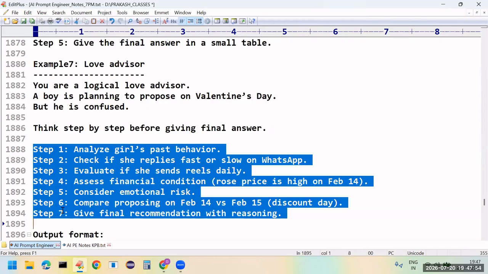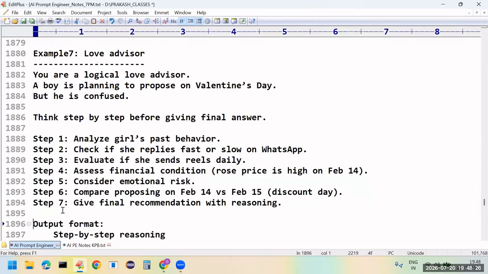Step 1. Analyze the girl's past behavior. Check if she replies fast or slow on WhatsApp. Evaluate if she sends reels daily. Assess the financial condition. Rose price is high on February 14. Consider emotional risk also. Compare proposing on Feb 14 versus Feb 15 discount day. Give the final recommendation with reason.